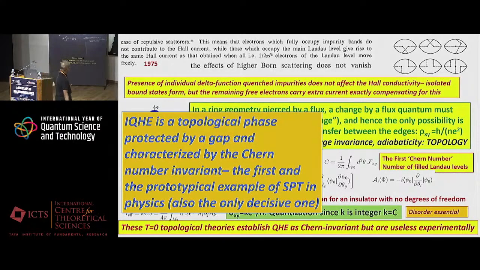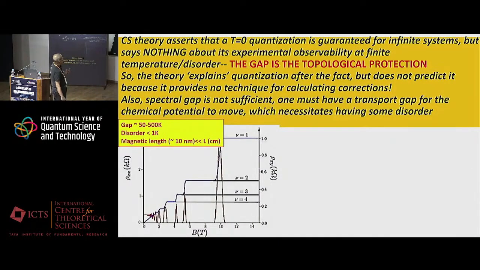So the integer quantum Hall effect is a topological phase protected by a gap and characterized by the Chern number invariant. This is the first prototypical example of what we call a symmetry protected topological phase in physics, and also the decisive one. By decisive, I mean where the quantization has been precisely seen. But Chern-Simons theory, while asserting this is guaranteed by topology, says nothing about its experimental observability at finite temperature and disorder. In fact, if you take all these theories literally, there is no quantum Hall effect at finite temperature because it's a topological effect at 0 temperature. So the gap is a topological protection. The theory explains quantization after the fact, but does not predict it. It does not tell you how to calculate any correction.